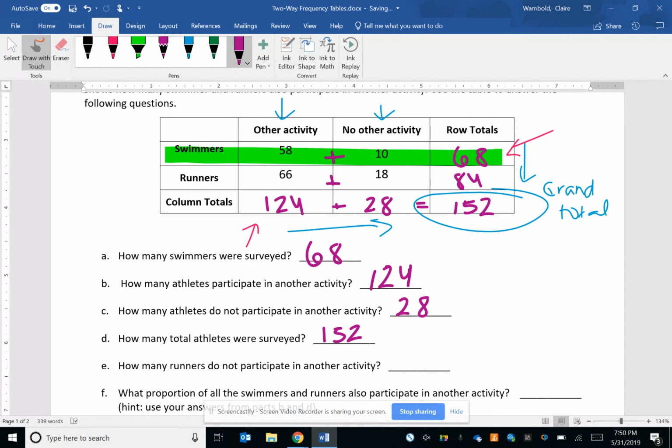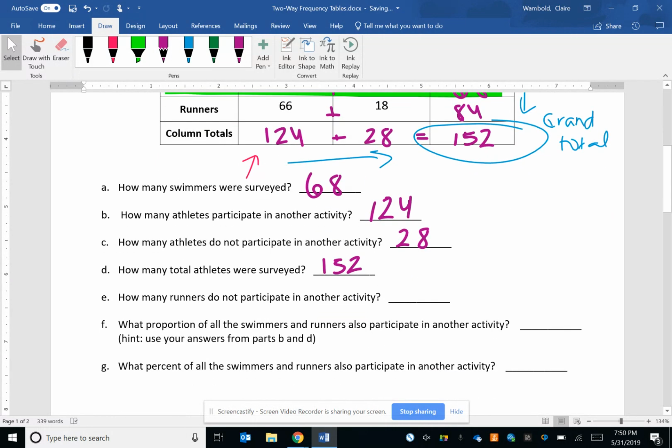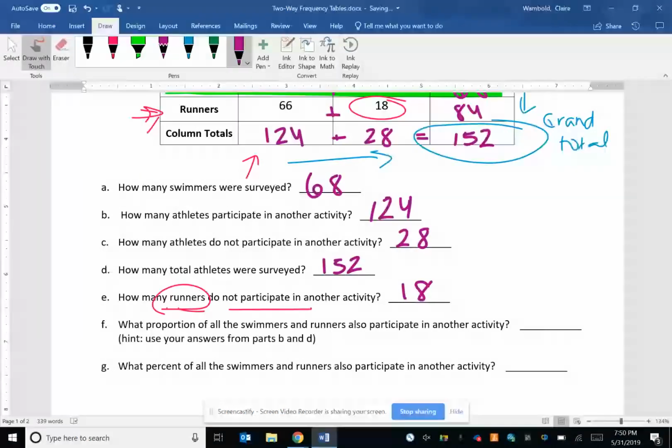How many runners do not participate in another activity? Now we're splitting this up, and there are two pieces of information. First we're talking about runners, so we're just going to look in the runners row. Then we're looking at the ones who do not participate in another activity. That is 18 people total. So we're ignoring the swimmers for just a second. Of all the runners, how many do not participate in another activity? 18.